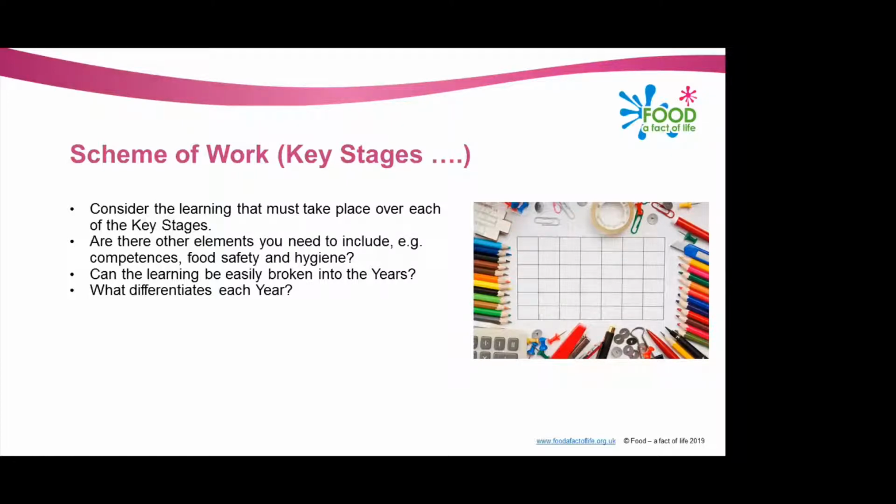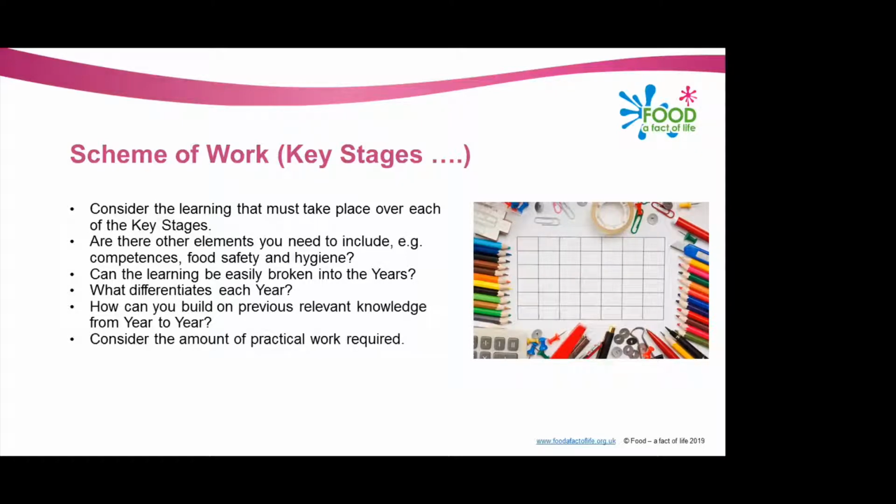Because obviously it's broken down by children's age, but that's not usually, or sometimes, an indication of pupil ability. So we need to consider that too. We need to build on previous relevant knowledge from year to year, so that prior learning. We also need to consider in our subject the amount of practical work. I've put the word required, but what we would like to see going in there. And perhaps often practical work is a useful way to look at many other aspects of food, for example food science. So what's the balance on this as we go through?